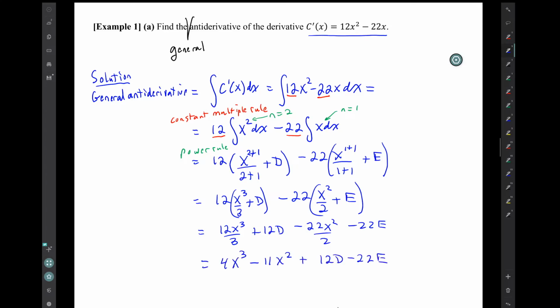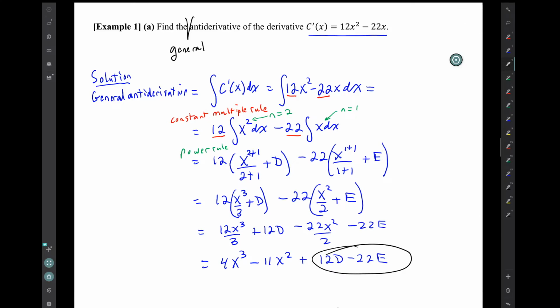So there's our result, the general antiderivative. Notice we used the constant multiple rule as our first step. Then we used the power rule. And with each integral, we got a constant of integration. Now we couldn't use the letter C because the letter C has already been used. So I used the letter D for this constant of integration. And then I had to use a different letter for the constant of integration over here. And we end up with an expression that has this at the end of it.